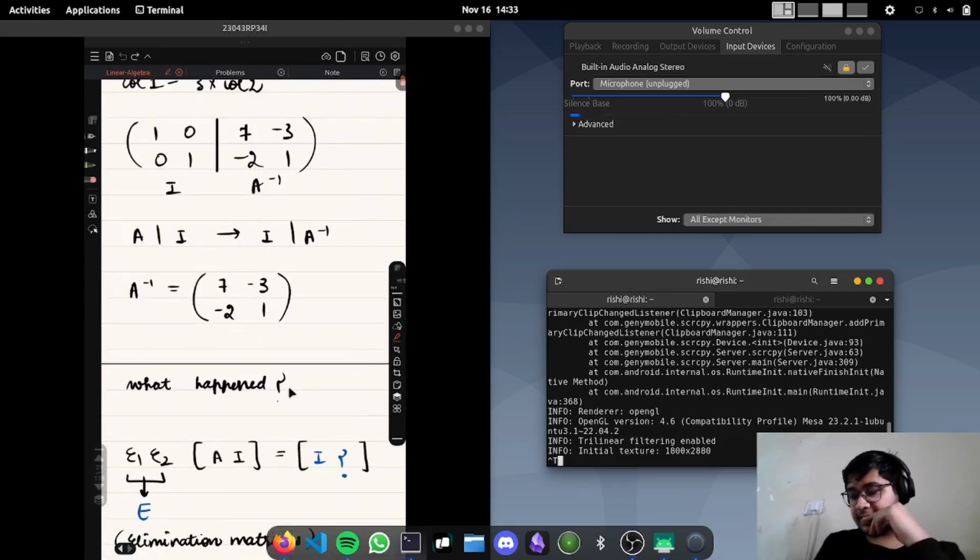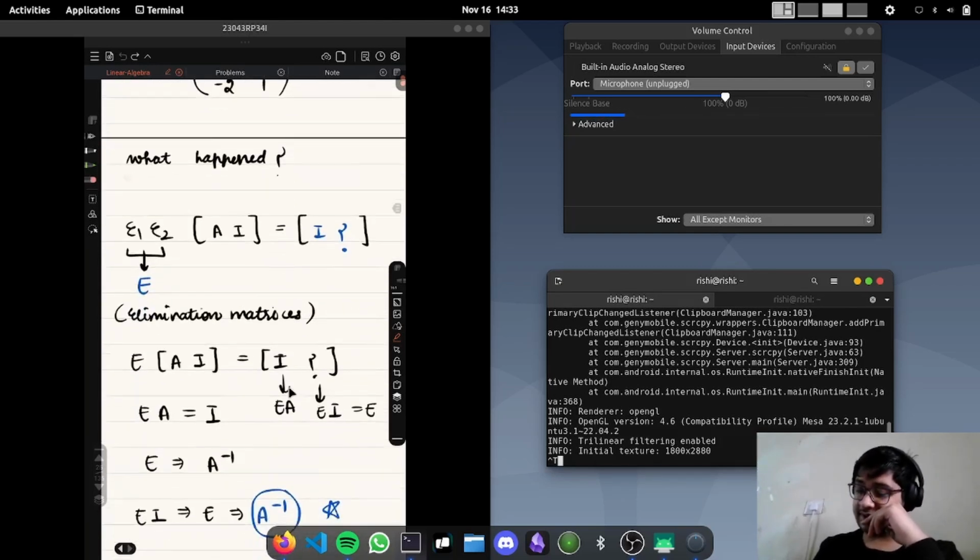A I converted to I A inverse. So the A inverse is this. Okay, so why did it happen? Let's see. To convert A, or basically this, to something, we would have multiplied it with some kind of elimination matrix. We did two eliminations, so basically E1 and E2, which essentially makes one fat elimination matrix.